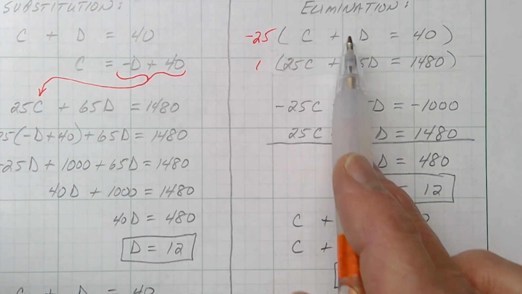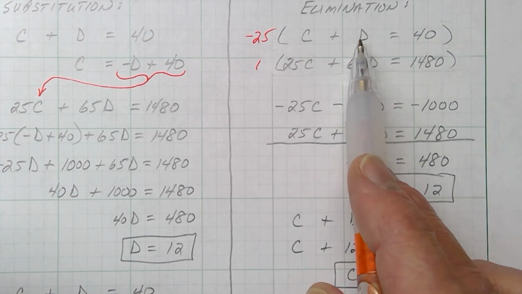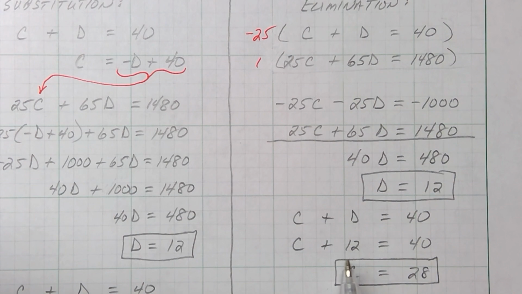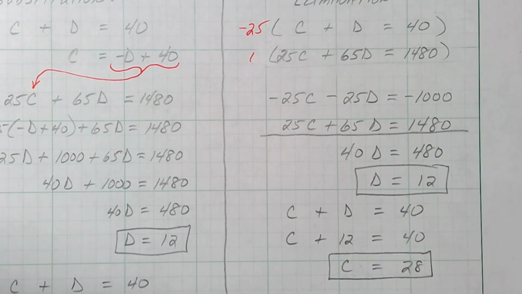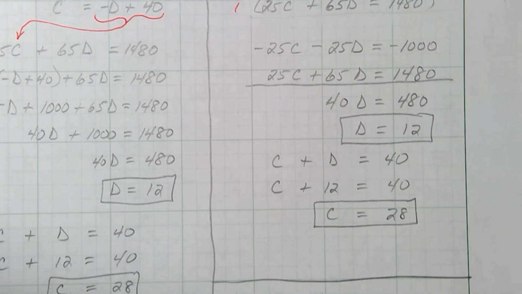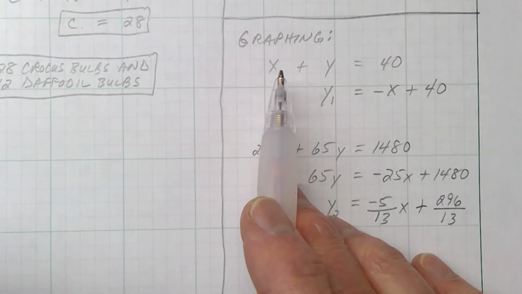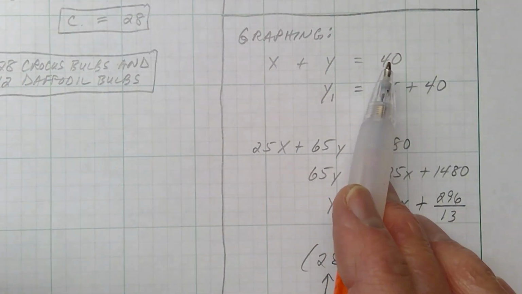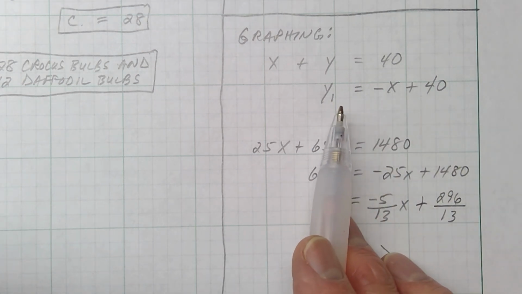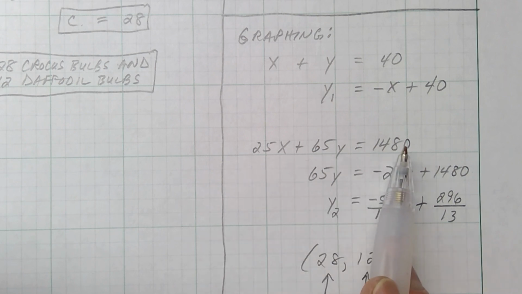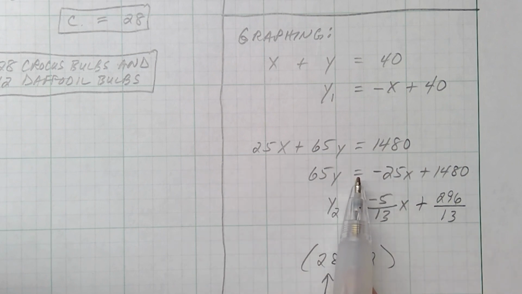Grab either one of the original equations and replace D with 12. I chose this one up here. Replace D with 12. Minus 12, C equals 28. All right, and then finally graphing, I switched to x's and y's. So I grabbed the first equation and I minus x to get this equation here. Second equation's a little more work. Let's minus 25x to get this.